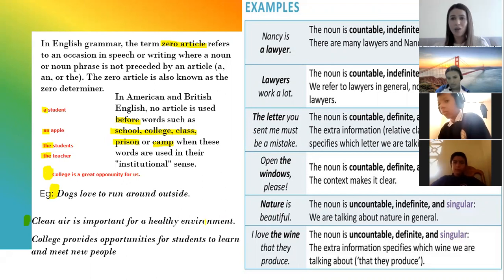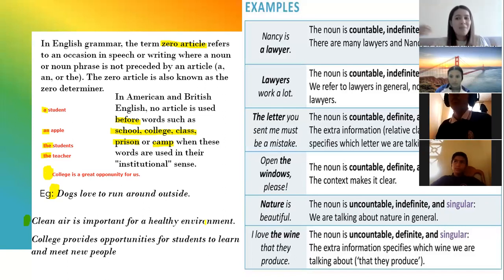En español tendríamos que sí o sí decir el aire limpio. No decimos aire limpio es necesario. O no decimos perros les gusta correr alrededor, ¿cierto? Siempre utilizamos el artículo. But in English, no.